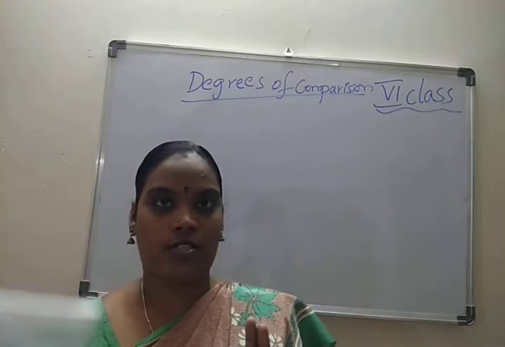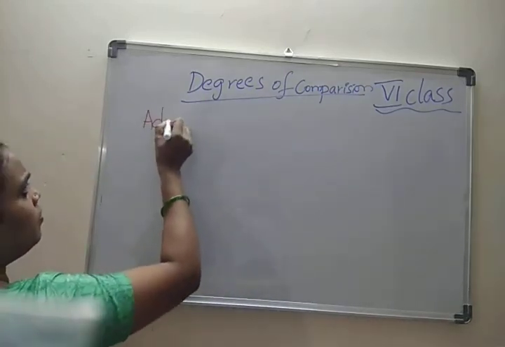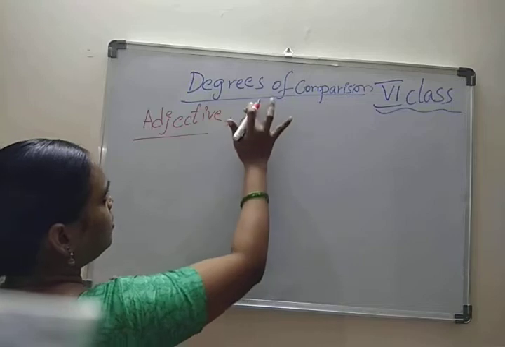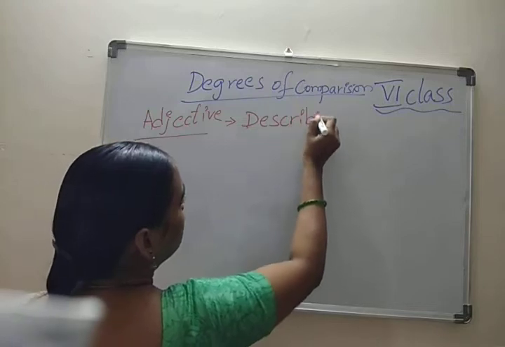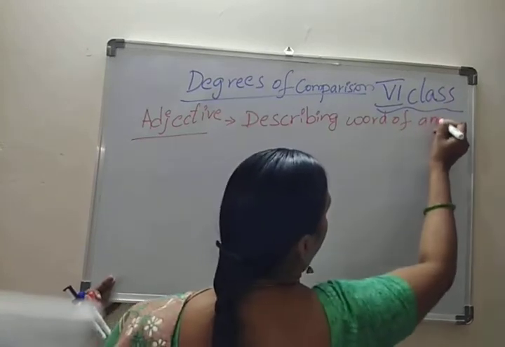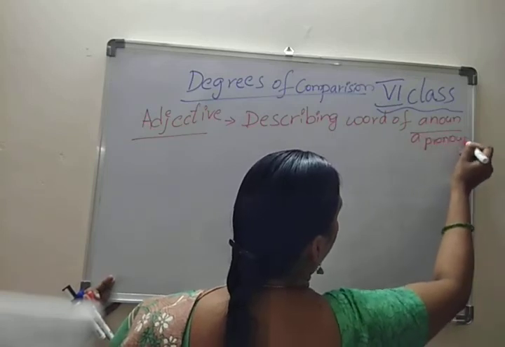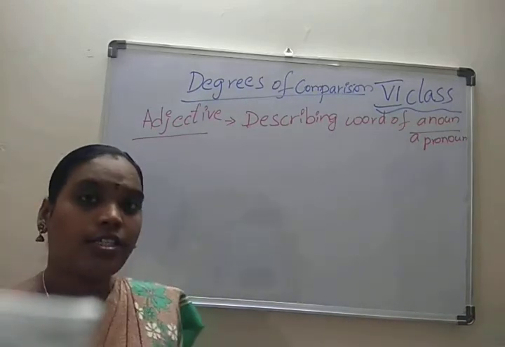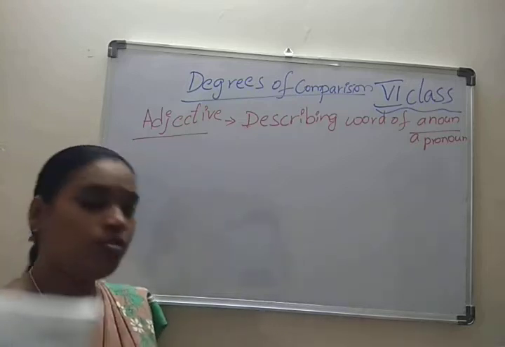Adjective has three forms. Do you know what is meant by adjective? It's a describing word. A describing word of a noun or pronoun. Adjective belongs to parts of speech. Do you know this? Yes, adjectives belong to parts of speech.